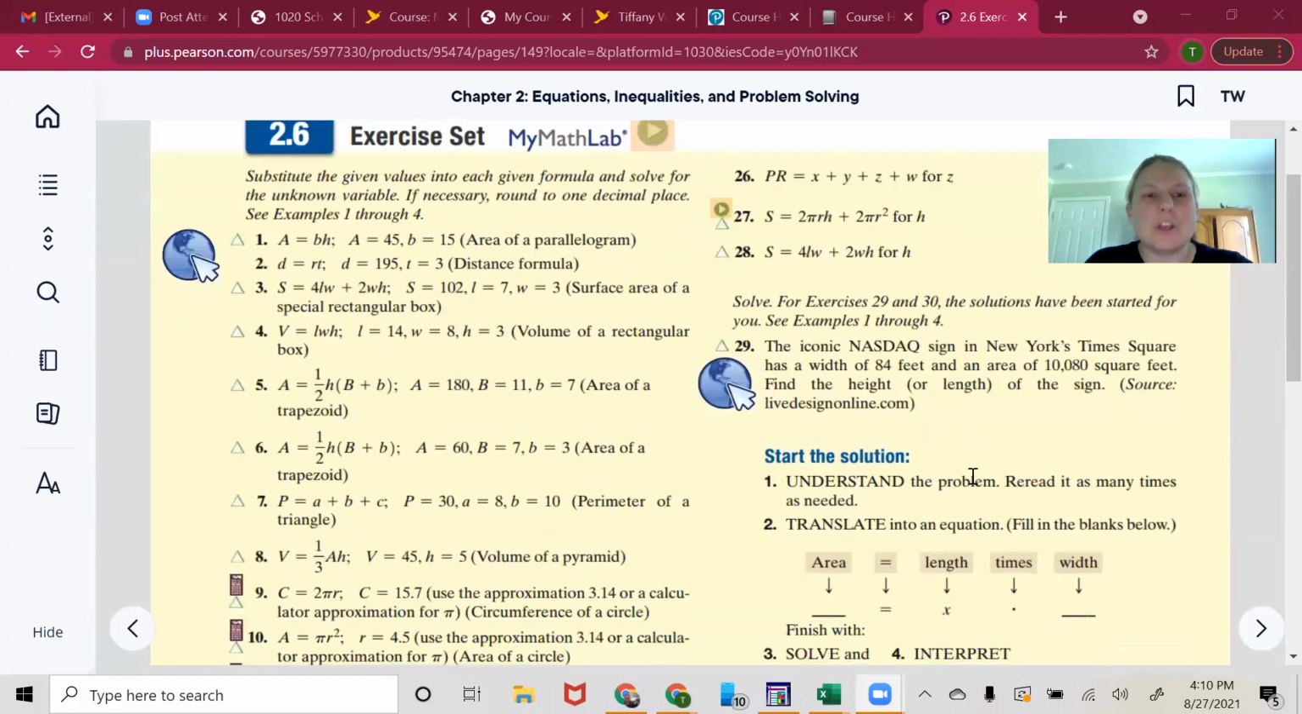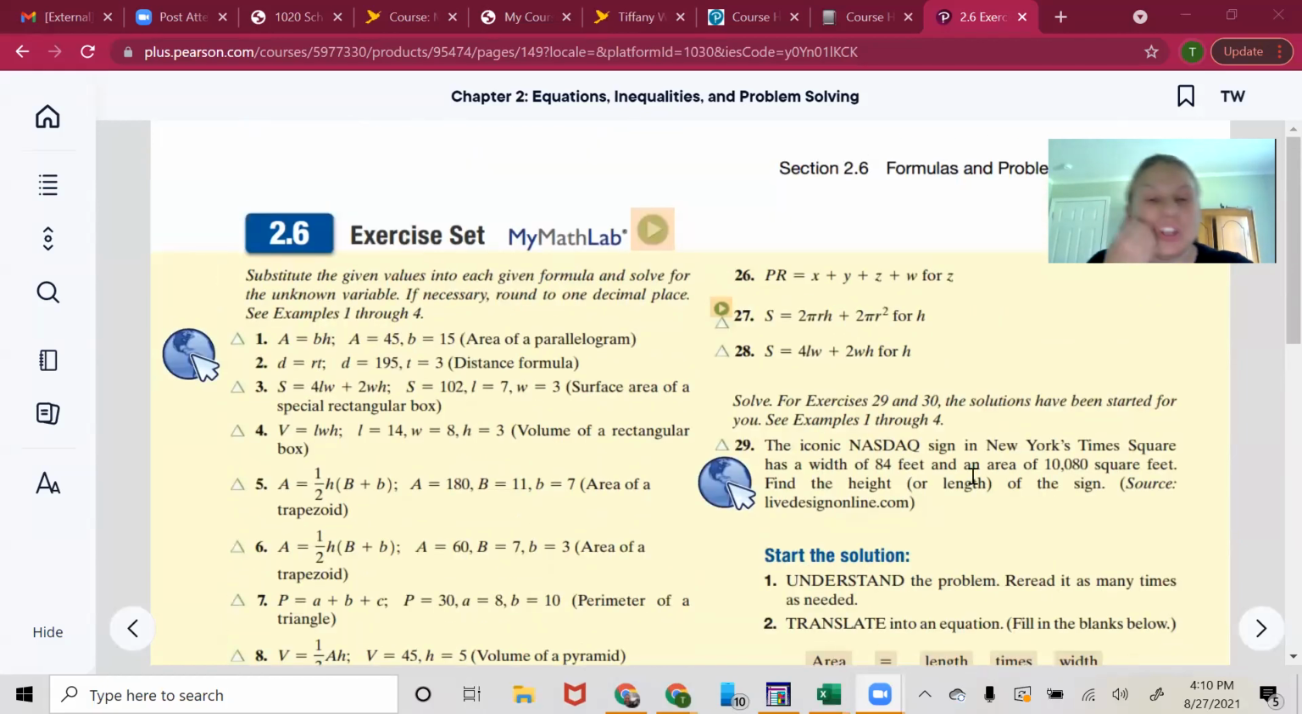Okay, so the first thing we're going to do is look at number 2, which is using the distance formula. It asks us to substitute the given values into each given formula and solve for the unknown variable. On number 2, they give us a distance of 195.